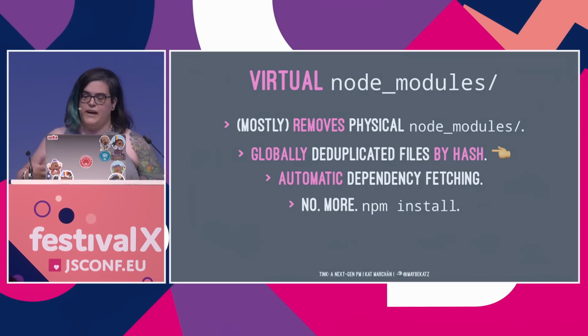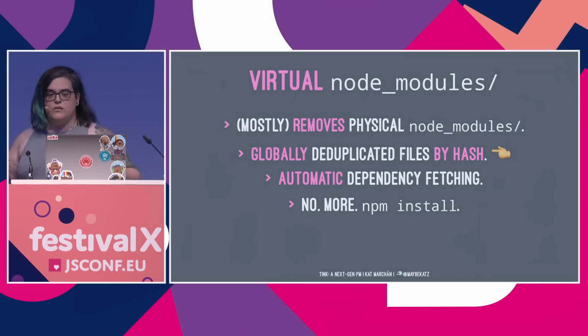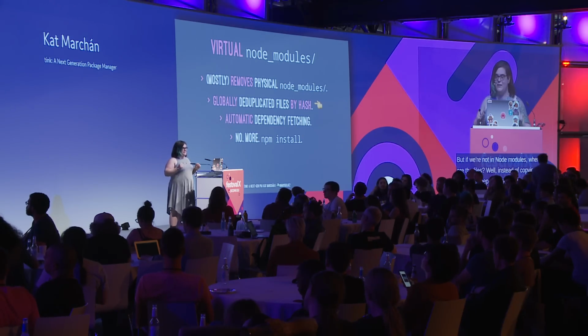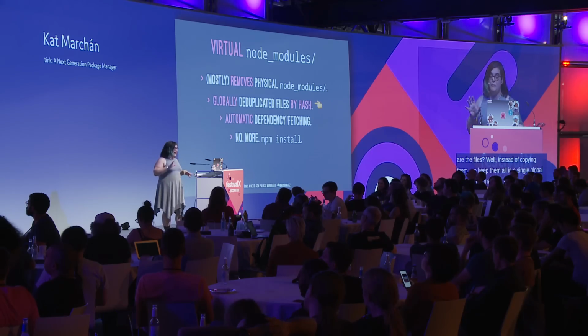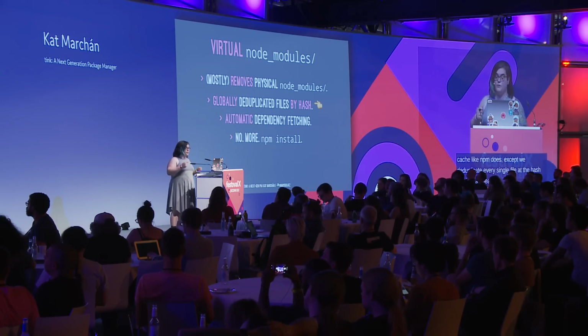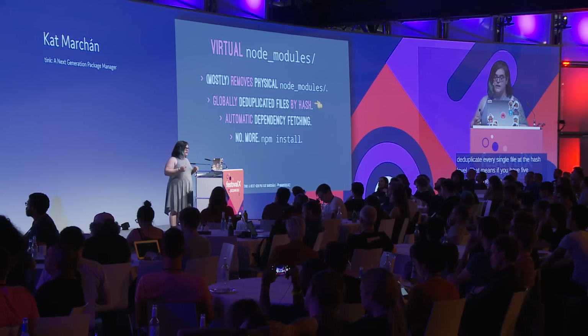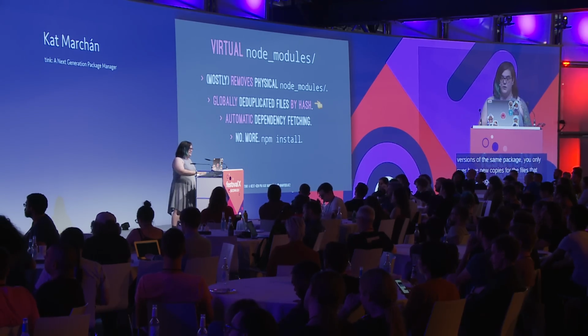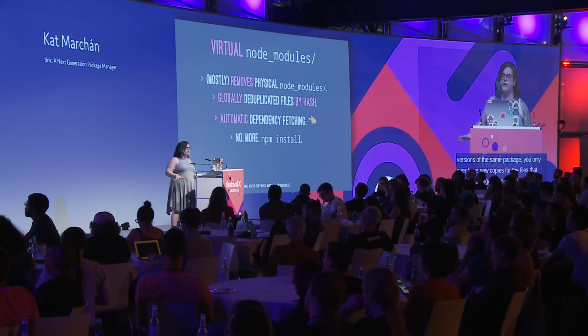But if we're not in node_modules, where are the files? Well, instead of copying them, we keep them all in a single global cache, a lot like pnpm does, except we deduplicate every single file at the hash level. That means if you have 5 different versions of the same package, you'll only ever have new copies for the files that actually changed. Storing by hash can also make reads very, very fast for us. But hey, we can do more.